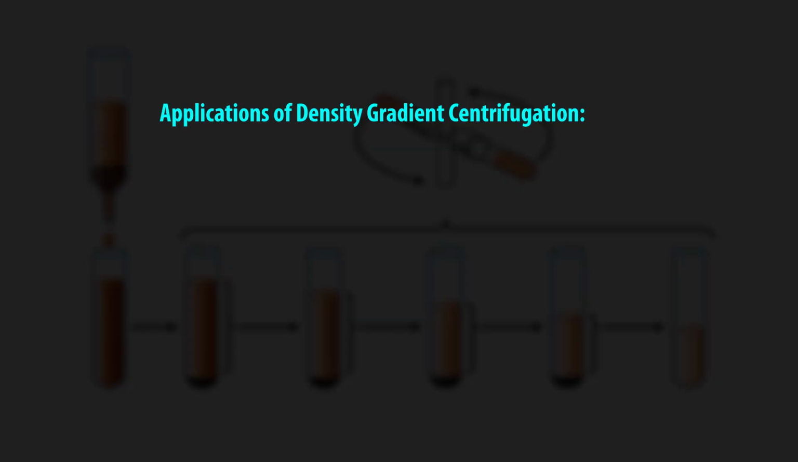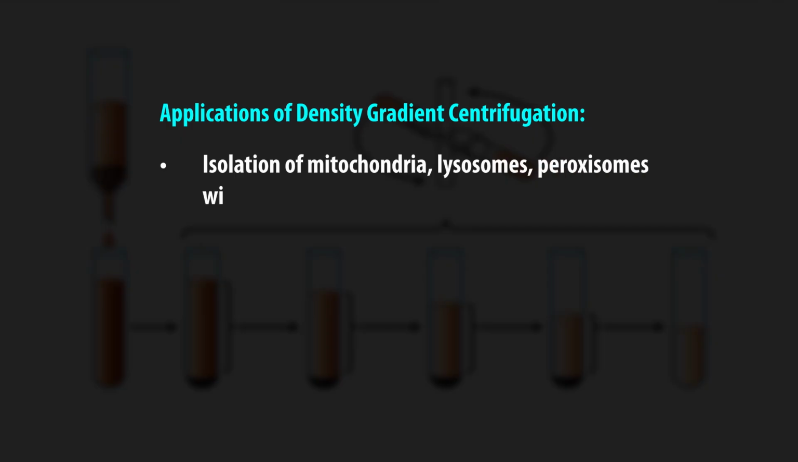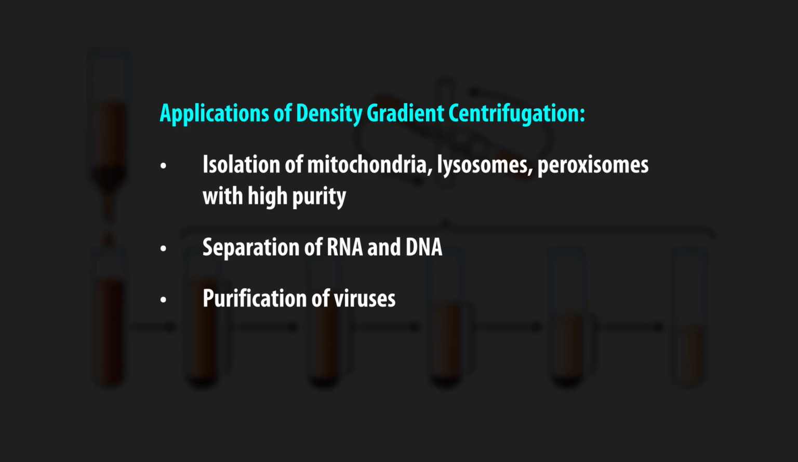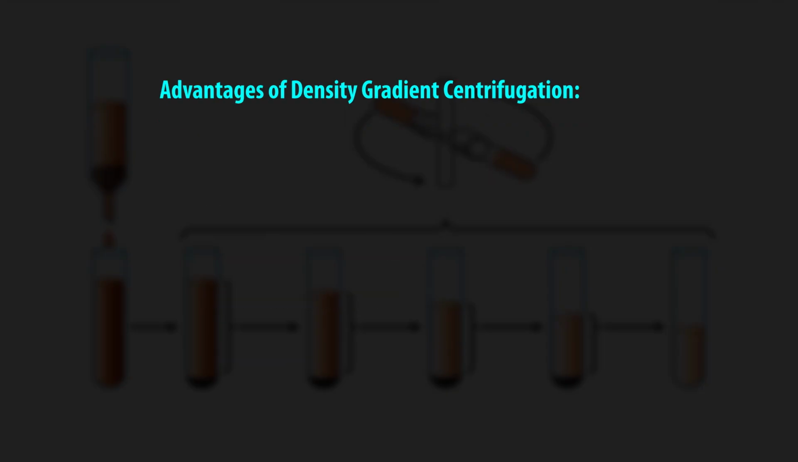Applications of density gradient centrifugation. Isolation of mitochondria, lysosomes, peroxisomes with high purity. Separation of RNA and DNA. Purification of viruses. Studying membrane proteins. Now, we will be discussing the advantages of density gradient centrifugation.